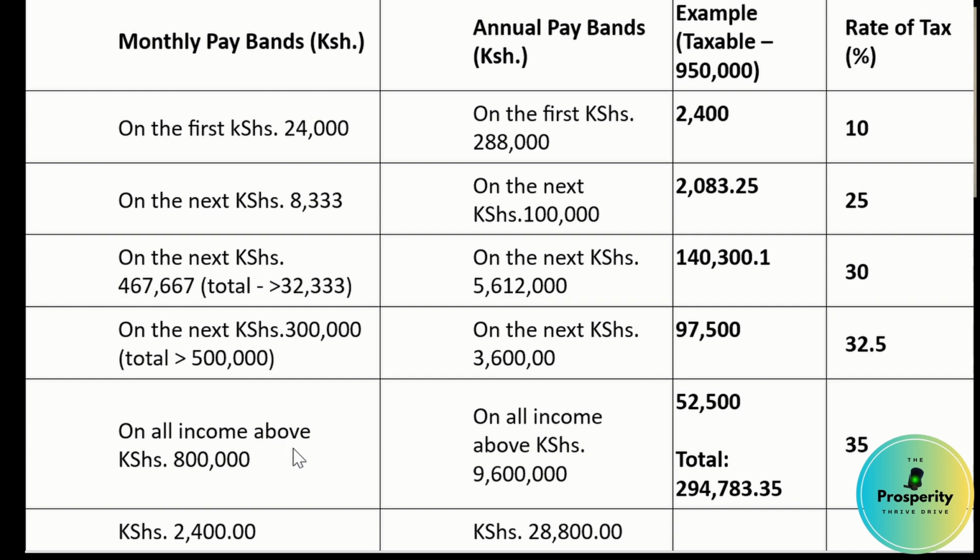And any amount above 800,000 will be charged at 35%. And in this case, we get an amount of 52,500. So for this individual who is having a taxable income of 950,000, will have a tax of 294,783.35. And then after that, like we discussed, they are given a relief of 2,400 personal relief, and if they have any insurance premiums that they are paying, then 15% of the insurance premium will be given as insurance relief.